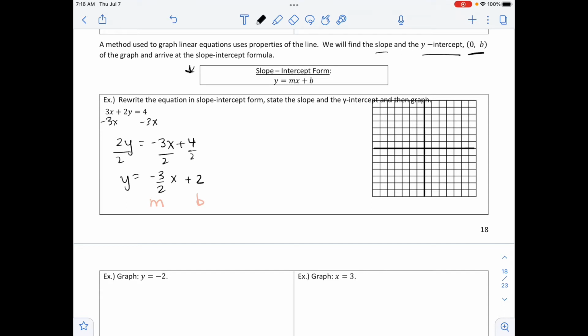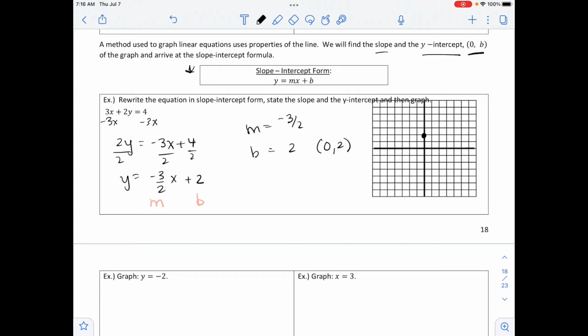Our slope is going to be -3/2, and our y-intercept, which we call b, is going to be +2. From here, we need to state our slope and our y-intercept, which is 2. That point is going to be (0, 2). To graph this, we start with b, our y-intercept at (0, 2), and I'm going to put a point.